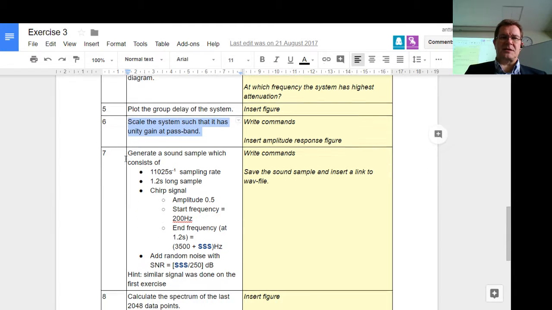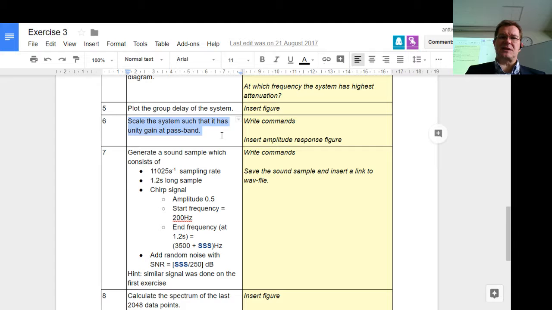Then 6, scale the system such that it has unit gain at passband. Remember one of those animations, when you move the poles close to the unit circle, you start having gain on the system. It's not unit gain anymore. So you don't necessarily want amplification of signal on a filter. So that's why it's very useful to actually know how to scale the filter so it has unity gain.